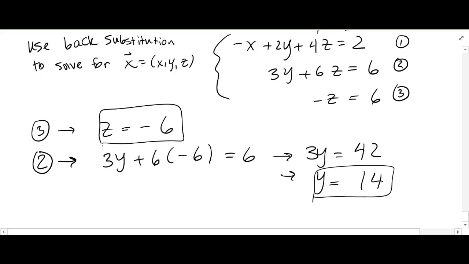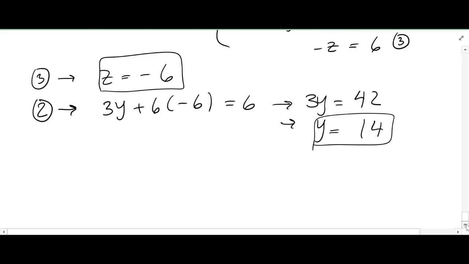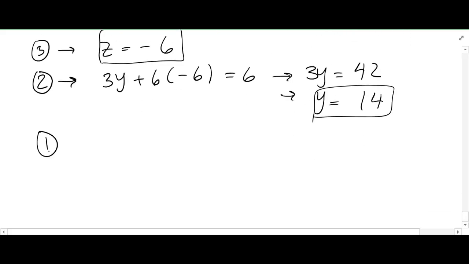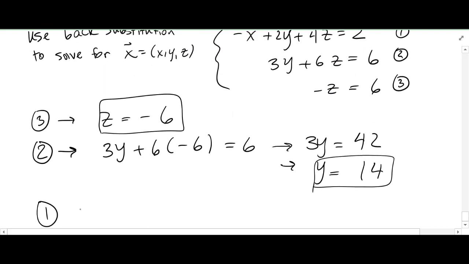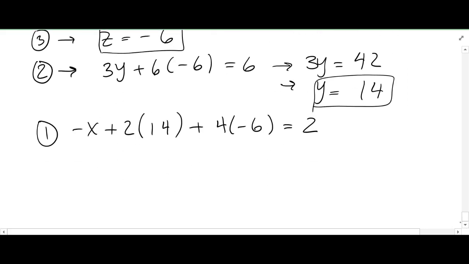And we can take both of those and use them in the first equation, solve for x. So the first equation said negative x plus 2y, which is 14, plus 4z, which is negative 6, should give you 2. So if we solve for x, 2 minus, let's do 28 plus 28 minus 24 is 4. So negative x is negative 2, which means x is 2.